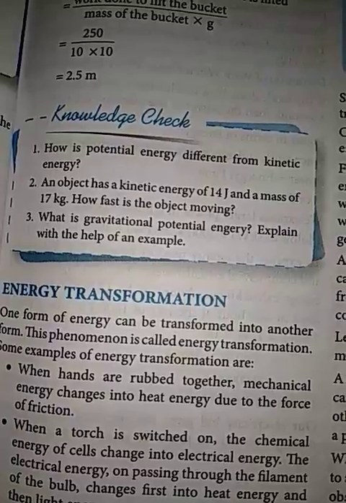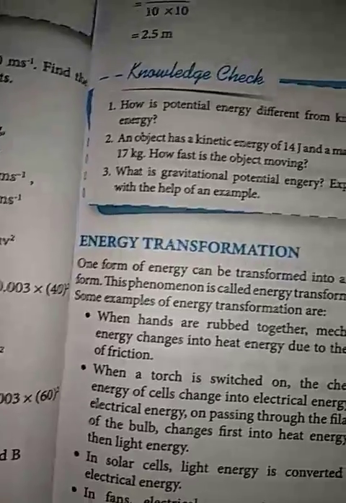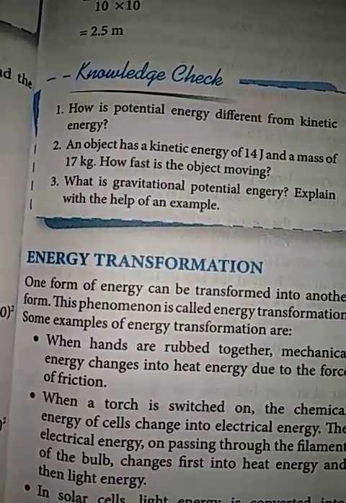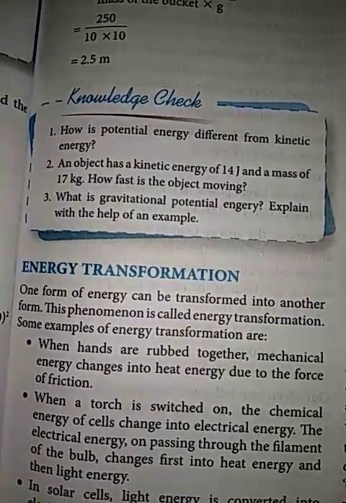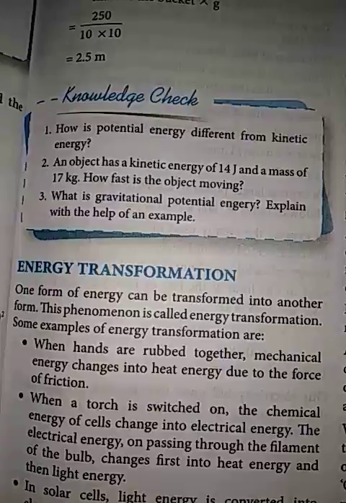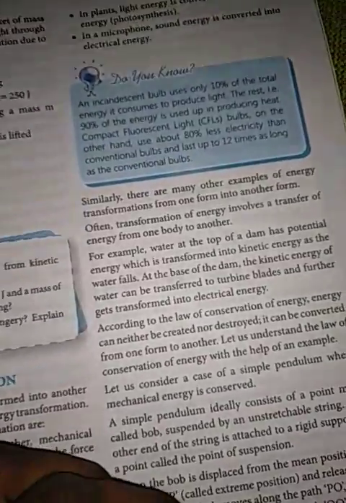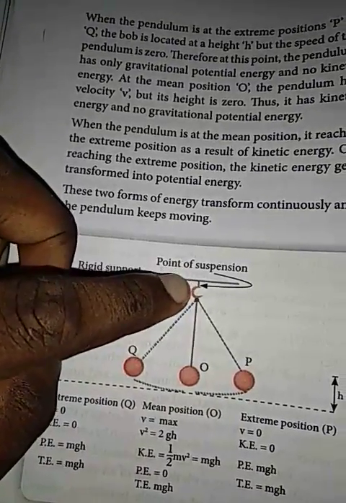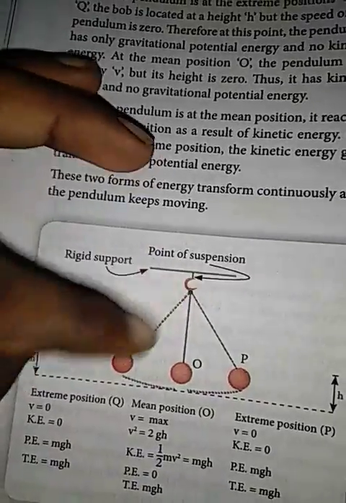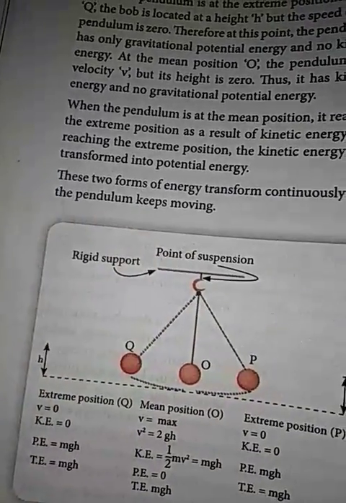Let us understand the law of conservation of energy. Let us consider a case of a simple pendulum where the mechanical energy is conserved. A simple pendulum ideally consists of a point mass called the bob, suspended by an unstretchable string. The other end of the string is attached to a rigid support at the point called the point of suspension. You see here, that is the rigid support, that is the point of suspension, and this is the point mass, or the bob of the pendulum. This is the unstretchable string.